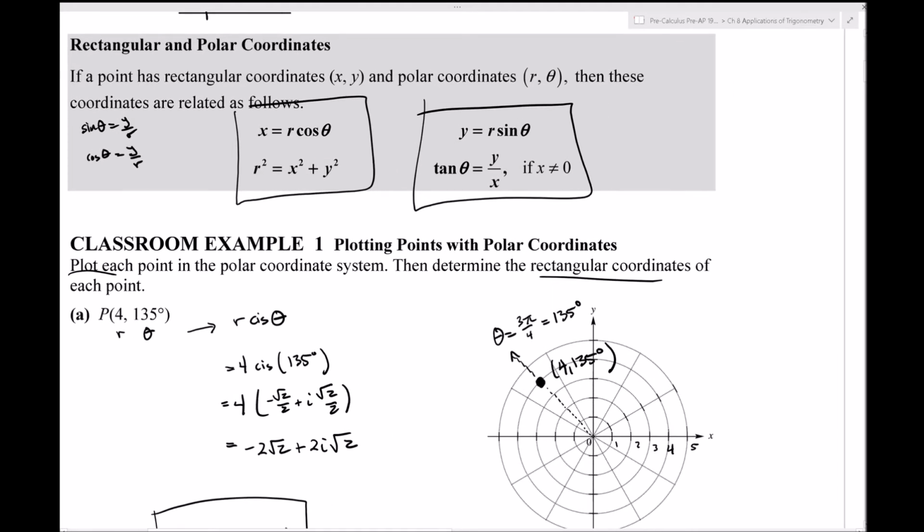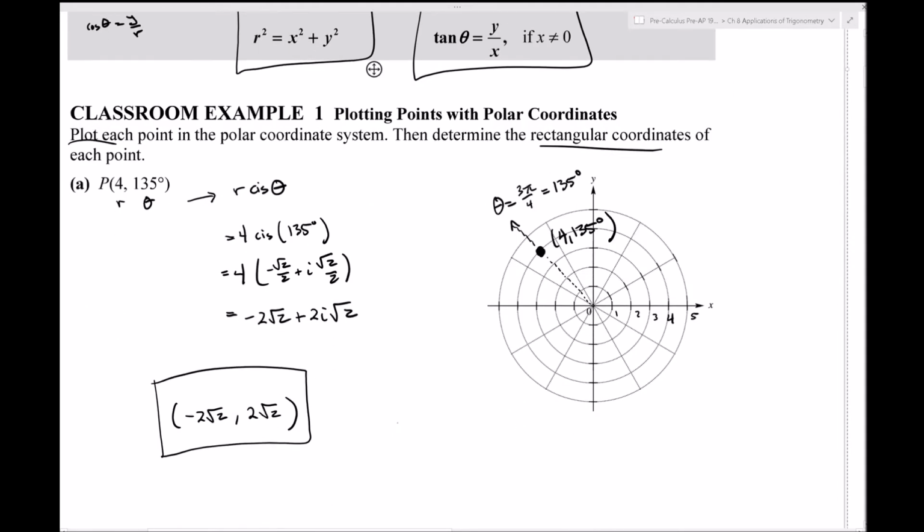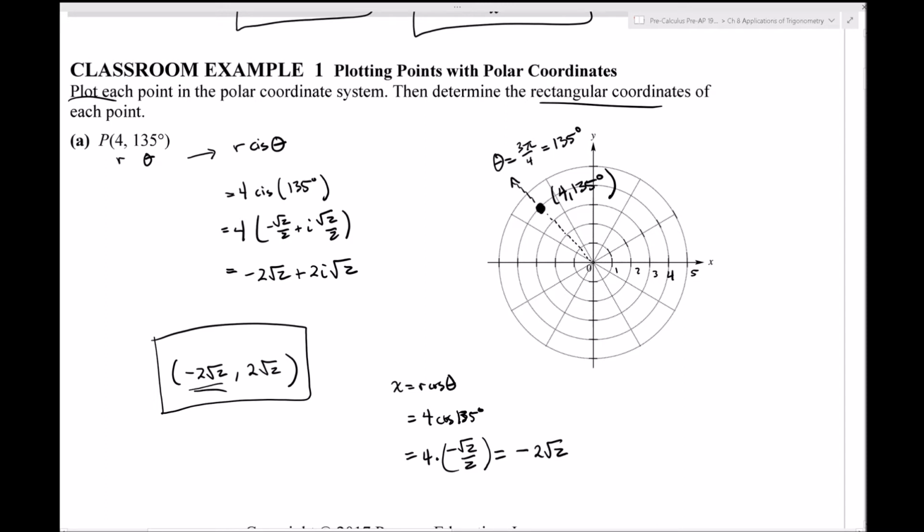So let me use those equations. Those equations say x equals r cosine theta, which is 4 cosine 135. You use the unit circle. Negative square root of 2 over 2. So negative 2 square root of 2, which is literally the x coordinate that I wrote over here.